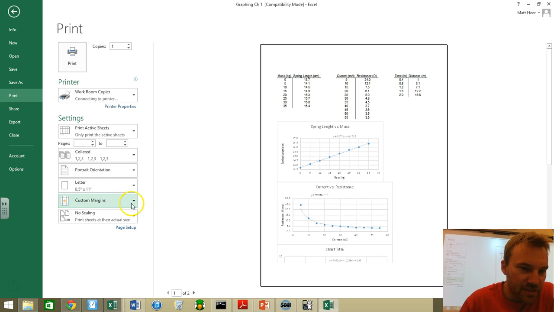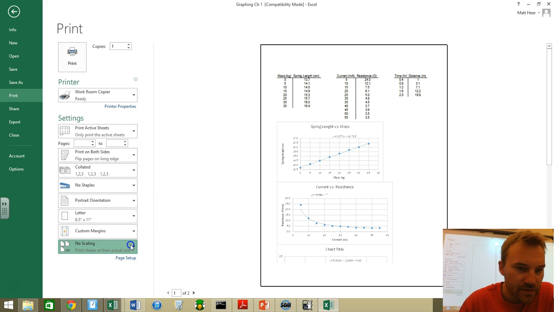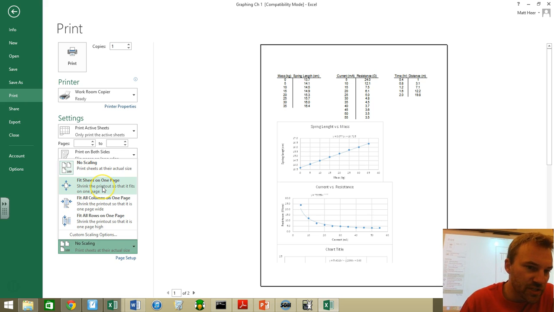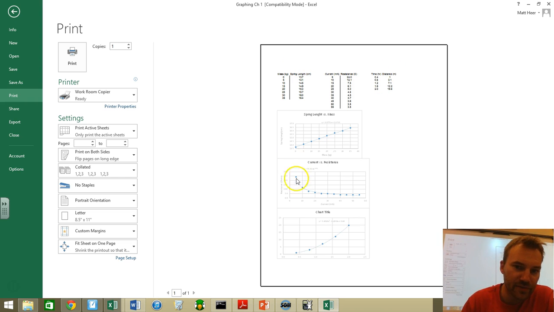If you select, see this custom margins down here? No, that's not it. Scaling. Fit sheet on one page. Can you see right now that it looks like I'm getting cut off down here? My graph, so if I fit everything on one page, now everything fits on one page nicely, and then when you hit print, everything will print beautifully.